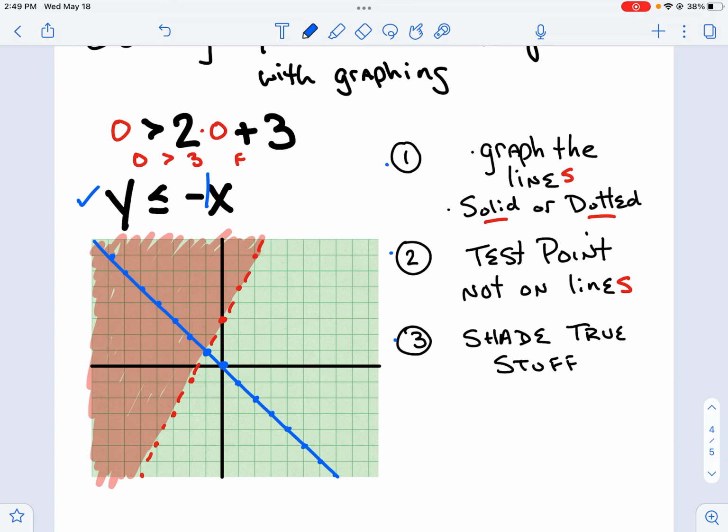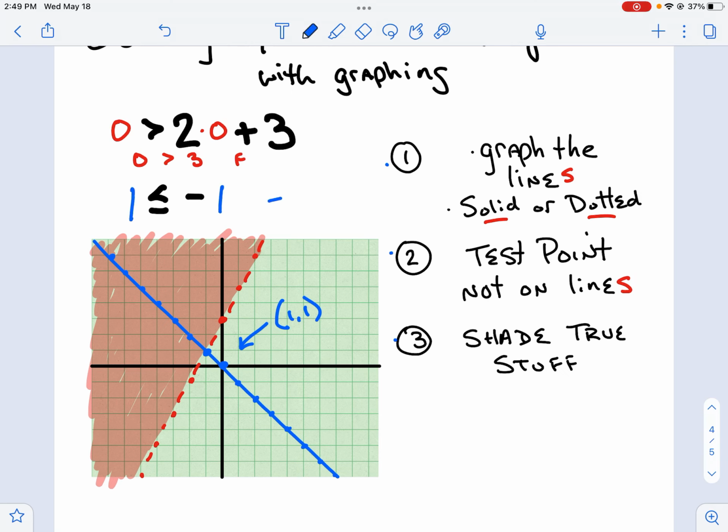There we go. Now I'm on the test points. Notice how this blue line goes right through the origin. So I don't want to use the origin, but I'm going to use something else that's just not on the blue line. I'm going to choose another easy point, this one right here, 1, 1, which is also really easy to work with. I'll remove the x and the y and put a 1 and 1 in.